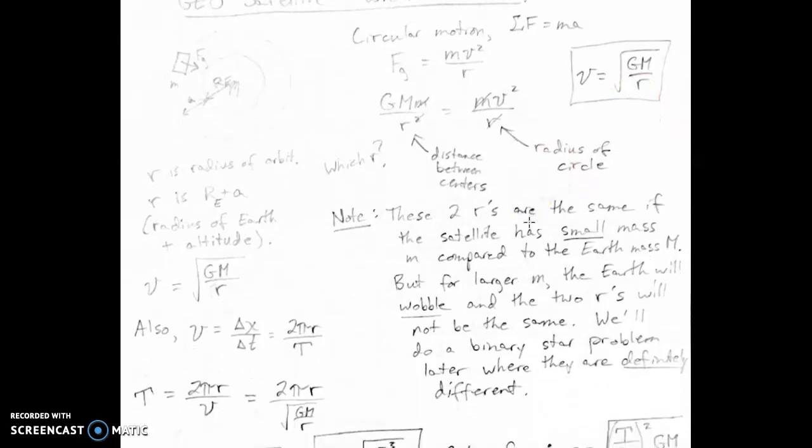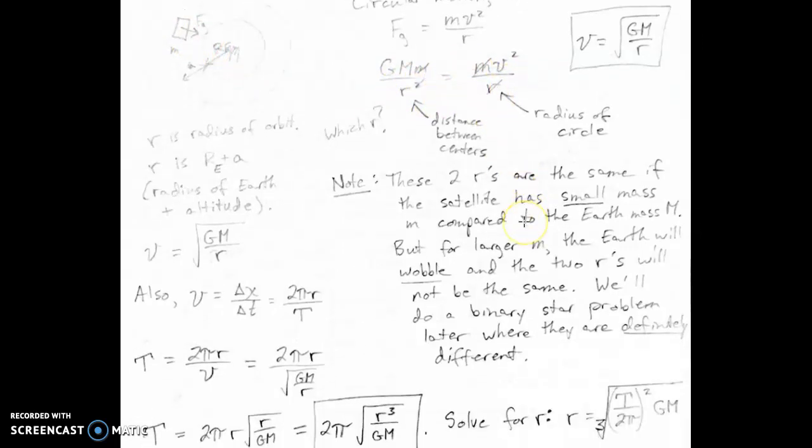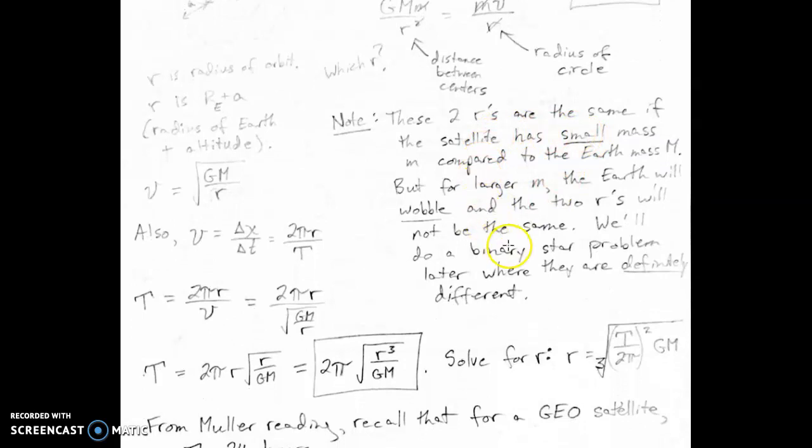So we have to be really careful, because when we're using this equation, the universal law of gravitation, r refers to the distance between the centers of the two objects. So the center of the satellite, the center of Earth, that distance. And when we're using this equation for circular motion, r refers to the radius of the circle. So that's the distance from the center of the circle to the orbiting object. So to say these are the same works if the satellite has small mass and the Earth is basically not moving or wobbling.